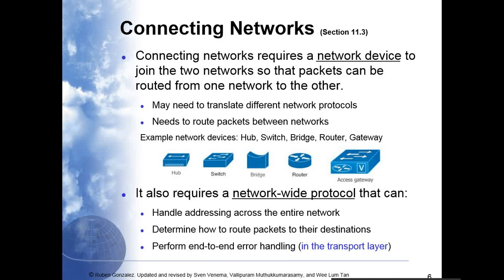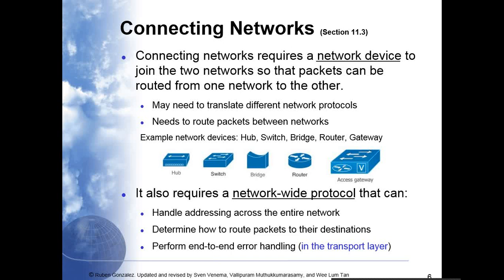It also requires a network-wide protocol that can handle addressing across the entire network. So before, in the last section, I said we're talking to our direct neighbor, so I need to know the name of my neighbor, and that's enough. If I can get it to my neighbor, and my neighbor can get it to their neighbor, and so on, eventually it gets to the endpoint. At the network level, we need to know how to get a message across the whole network, which means we need to know the name of the machine on the other end of the communication, not just my neighbor.